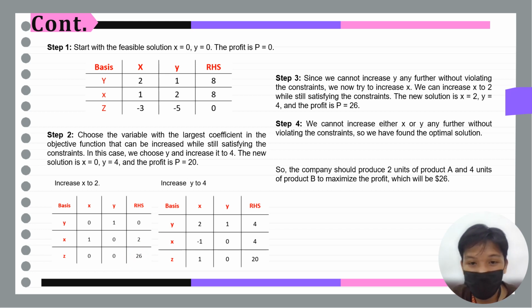In step 4, we cannot increase either the x or y any further without violating the constraints, so we have found the optimal solution. The optimal solution is what we used in the table. What you can see in the table, which is the 26 and the 20. So the company should produce 2 units of product A and 4 units of product B to maximize the profit, which will be the $26.